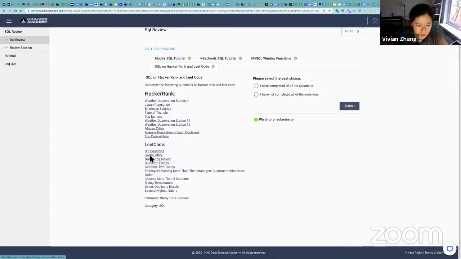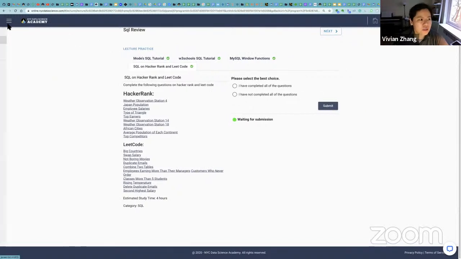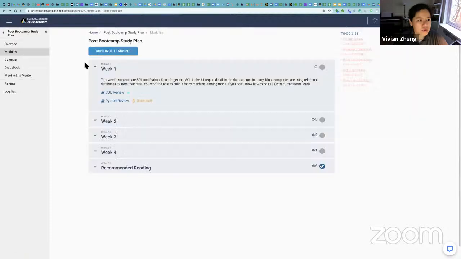LeetCode has big countries, salary, not boring movie, duplicate emails, combine two tables, employees earning more than their managers, customers who never order, classes with more than 5 students, rising temperature, delete duplicate emails, second highest salary. So this is an excellent example to use window functions. We expect you to finish this in 3 to 4 days, and then you can get back to module 1.